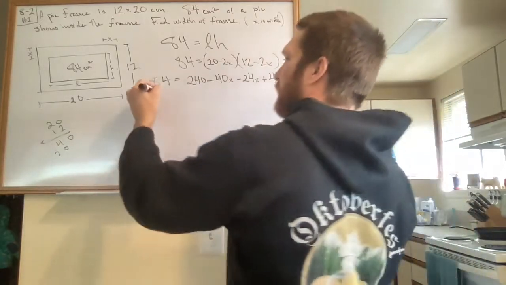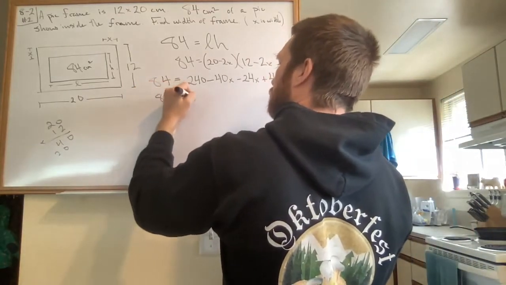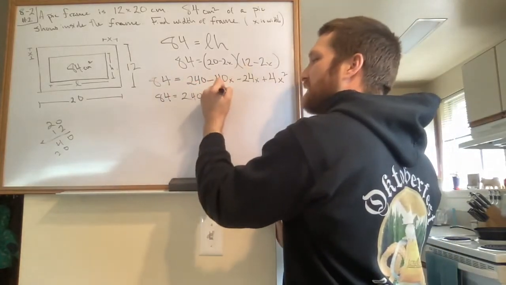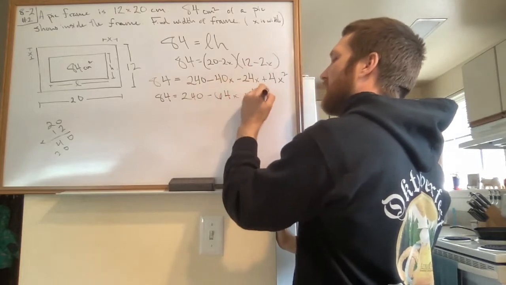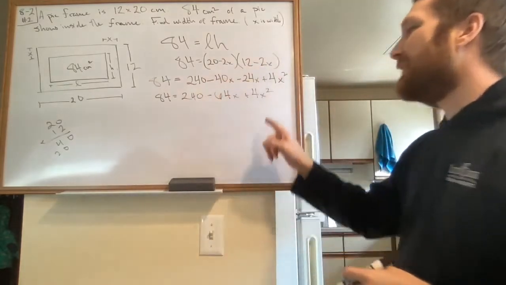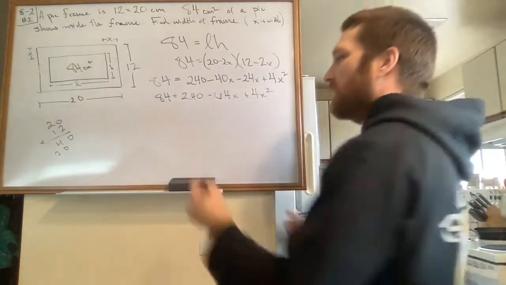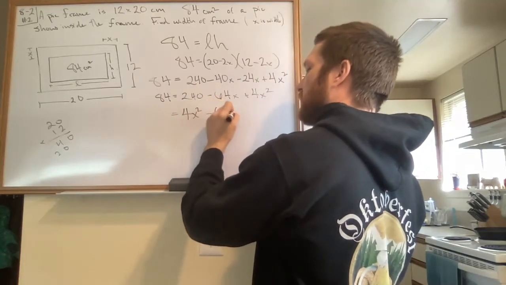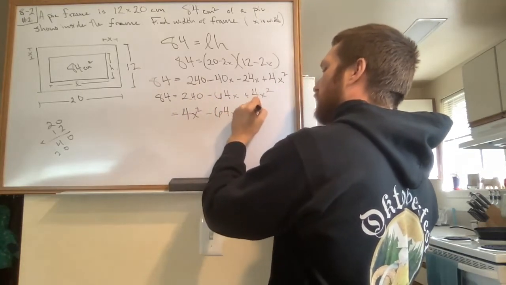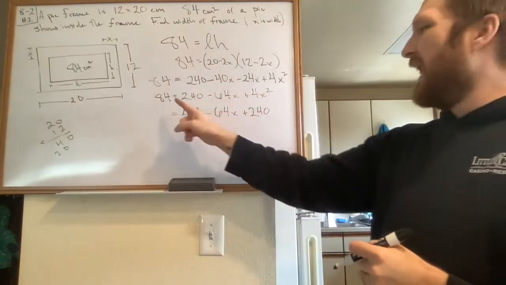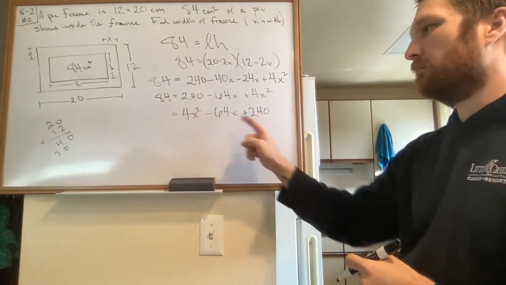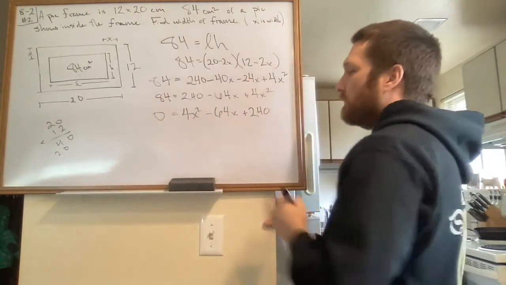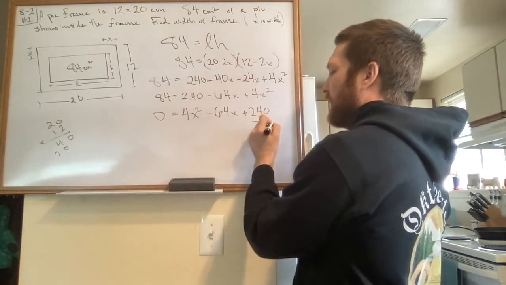There we go. Okay, so 84 equals 240 minus, so 40 and 24 are 64 x's, and then plus 4x squared. What I like to do is rewrite this with the leading term over here. So I'm going to go ahead and do that. 4x squared minus 64x plus 240. So I just rearranged those guys right there. I'm going to go ahead and subtract off that 84, because I know I'm about to get this thing equal to 0. So let's subtract off the 84, minus 84 right here.